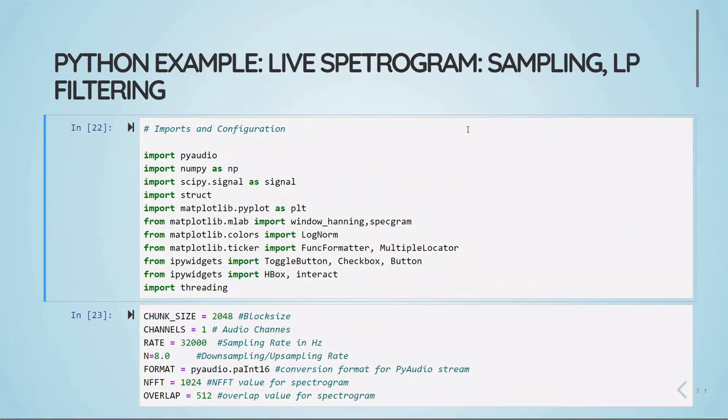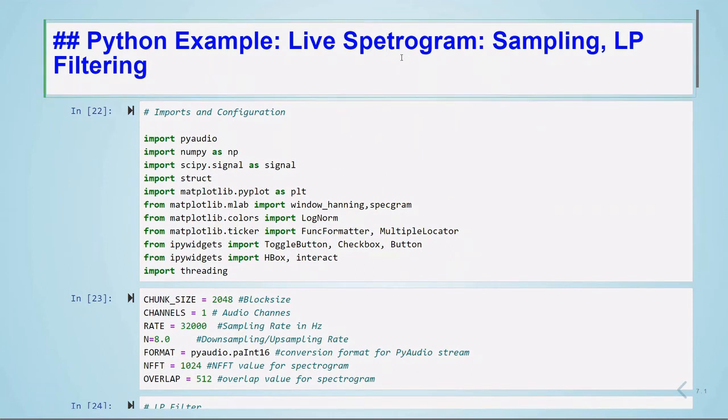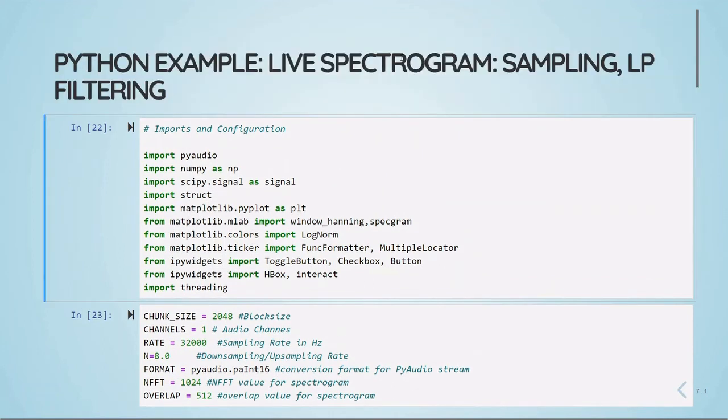This is the last part of this notebook, and what we're going to do is to have a Python example. So this is a live spectrogram. We have sampling, downsampling, upsampling, and the effects of low pass filtering. So let's go through this code.